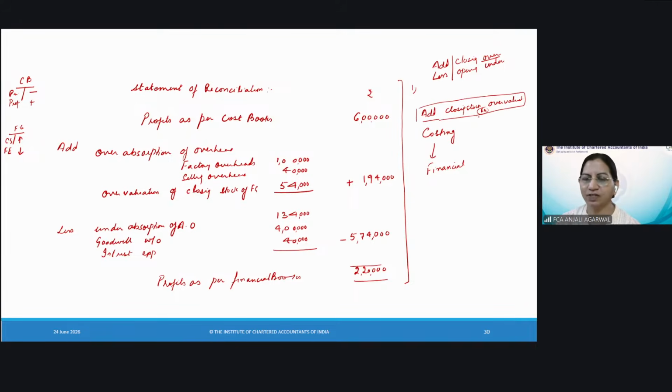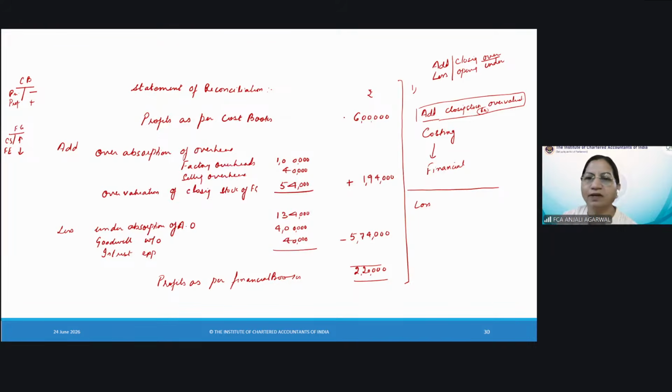So if in financial books, closing stock is more and you're moving from costing books to financial books, you have to follow this. Now, there are methods like what if there is a loss? So if there is a loss, whatever you add, you subtract, whatever you subtract, you add.